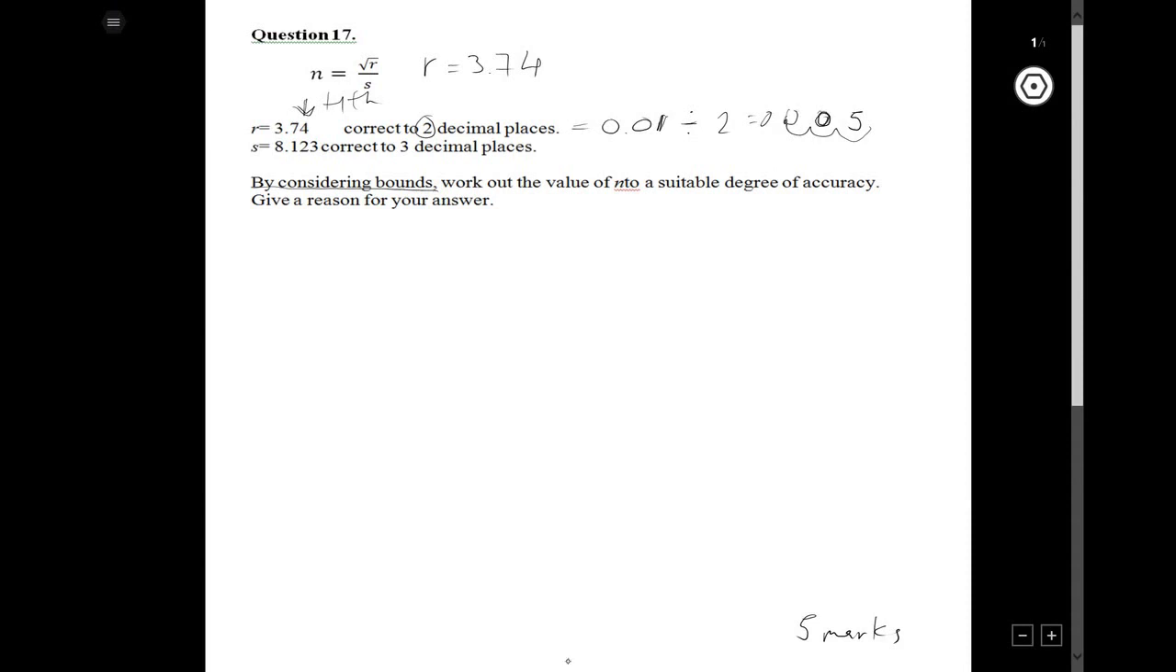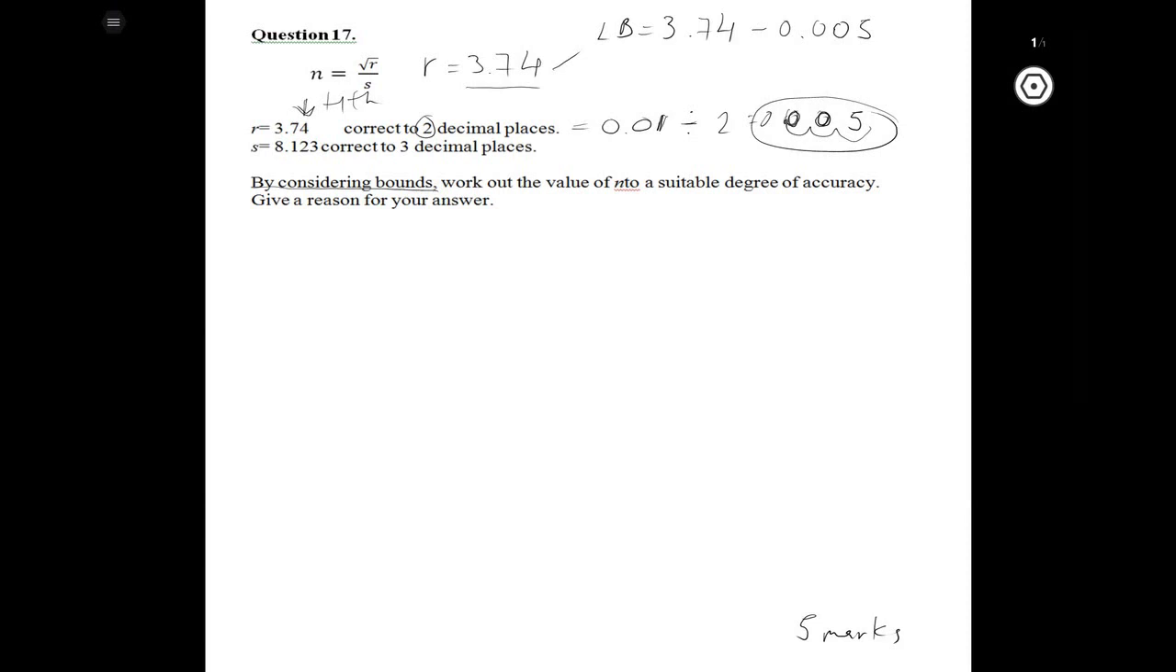So the number I've got is 0.005. Once you've got this value, to work out the lower bound, you take your number and take away whatever value you just worked out. So we're doing r, 3.74, take away 0.005. Again, I'm doing this in my calculator. It's not worth losing marks just because I'm thinking I can do this in my head. So the lower bound for r is 3.735.